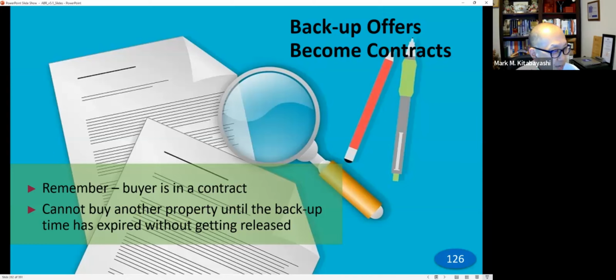Some sellers will like it, because it puts pressure on the first buyer to perform. If they keep negotiating, the seller could say, no more negotiation, the backup buyer could come in. So that puts on pressure. As a listing agent, I always welcome a backup offer if the seller and I think it's a good offer to be in the backup position.